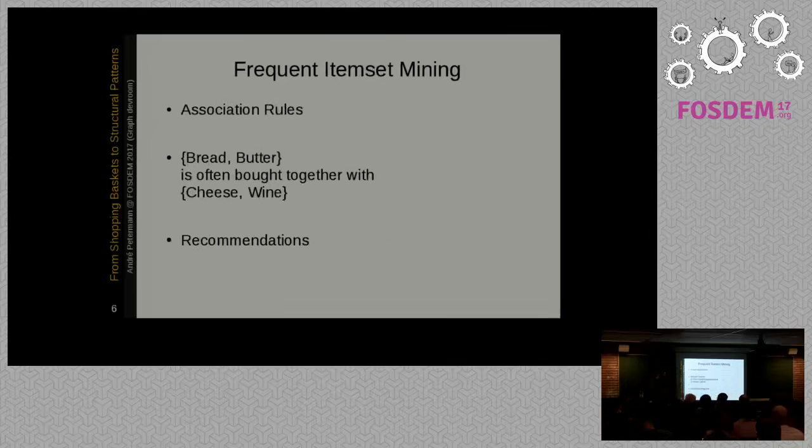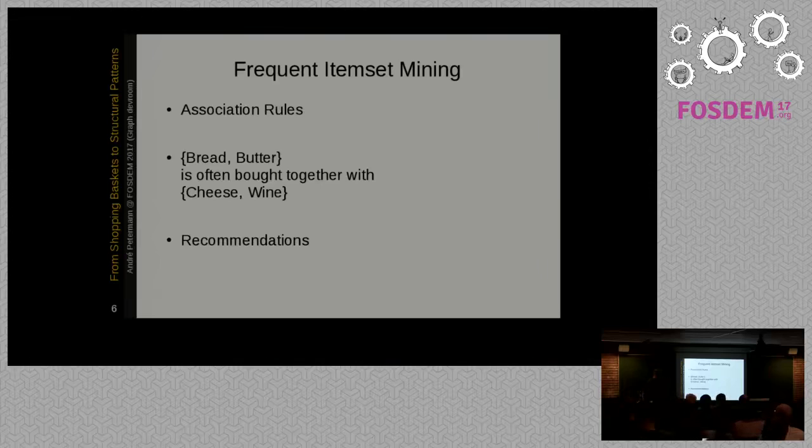So let's first go back to the simplest variation of this problem. Some of you might know association rules. This is something like people who bought bread and butter often bought cheese and wine. So we can use this for recommendations. That's what some web shops do, I guess.